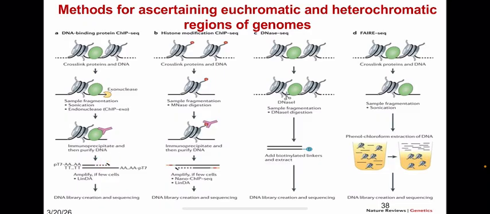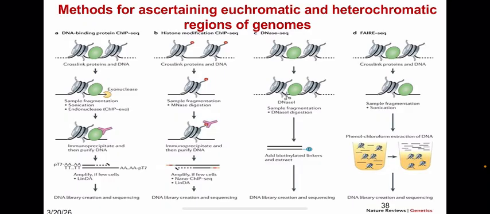So the second method is histone modification ChIP-seq. That one is similar to the first one, but as I said, we are not targeting the gene of interest. We are actually targeting histone modifications. So we are sending in a particular protein that can bind to the histones.